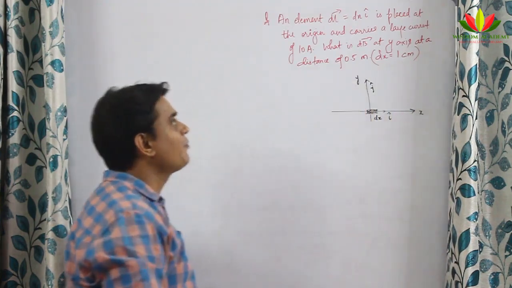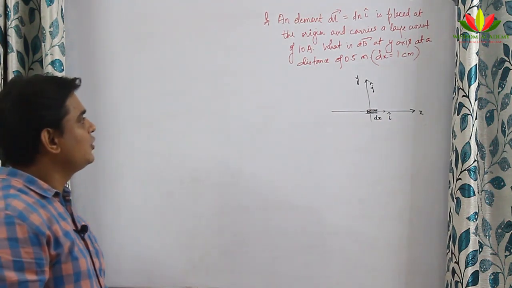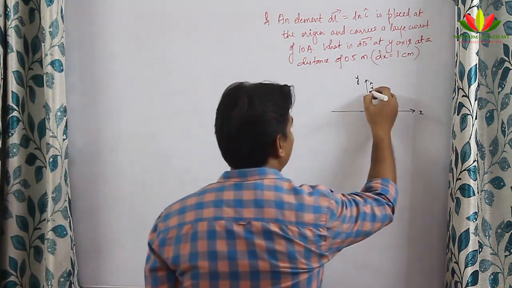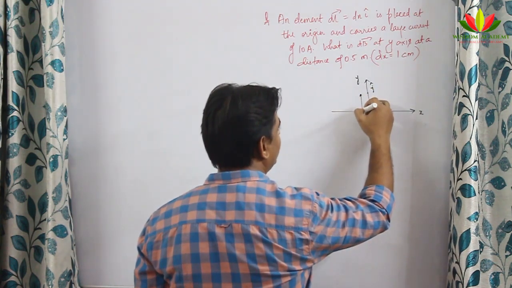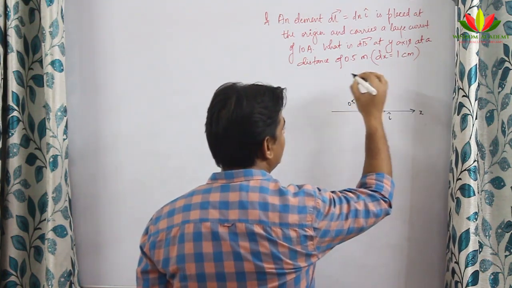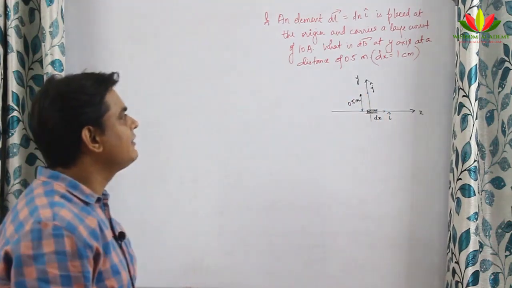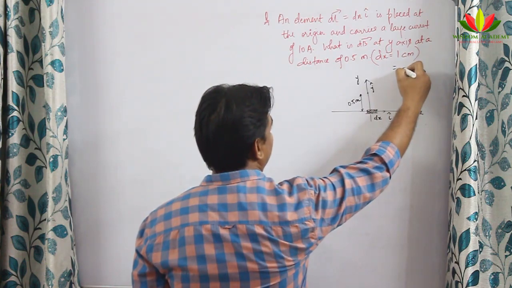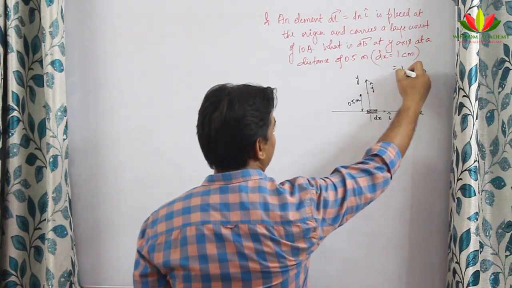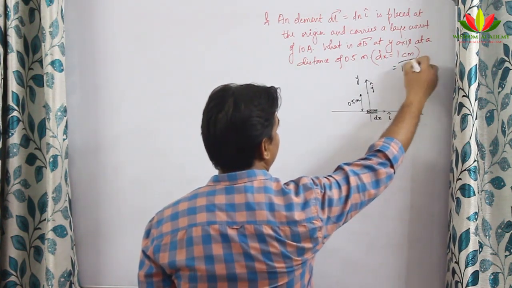I hope you know about this. Then they are asking you to find the magnetic field at some point here, at a distance of 0.5 meter from the origin. And they have given the value of dx also, that is 1 centimeter, which is 10 to the power minus 2 meter.